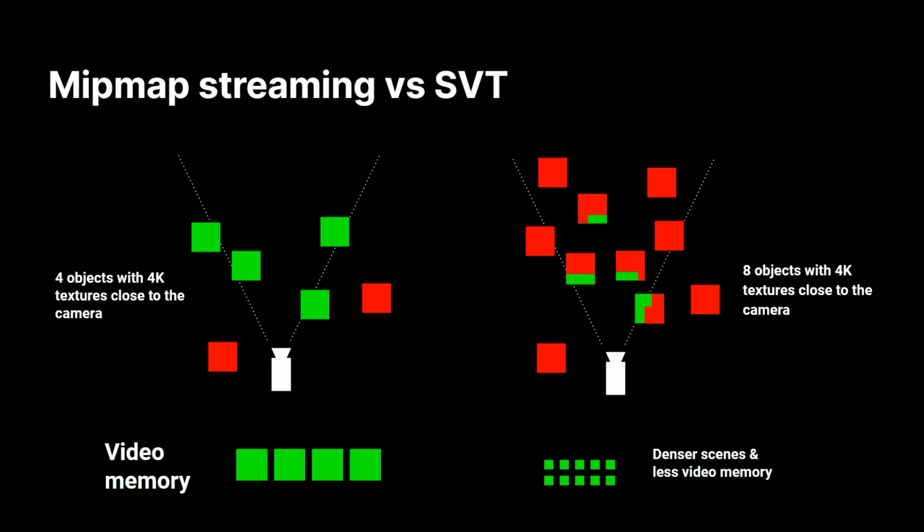If you then look at the right side, we see we have streaming virtual texturing. And we actually have 8 of these objects close to the camera, and so each has a 4K texture as well, but only small parts of these are visible. And some of these objects, although they are close to the camera, aren't visible, so none of the tiles need to be loaded. So the bottom line here is that we can have denser scenes where in this example we have many more objects close to the camera, and still we use less memory.